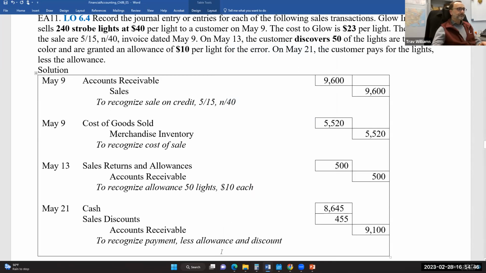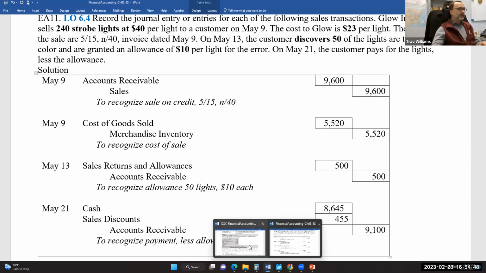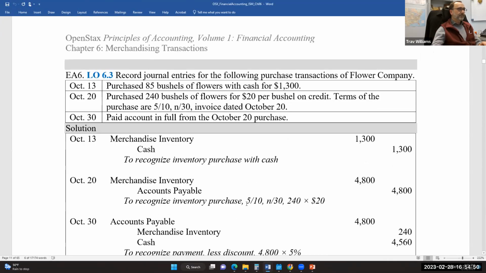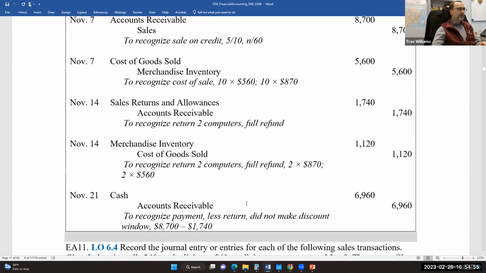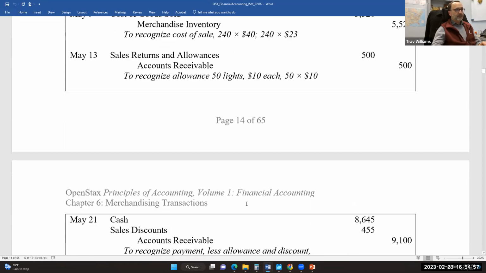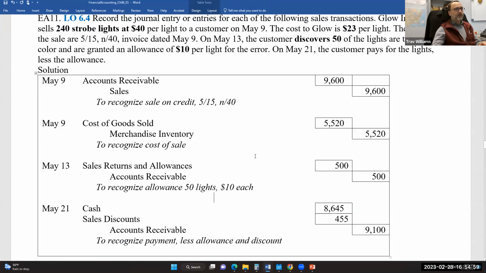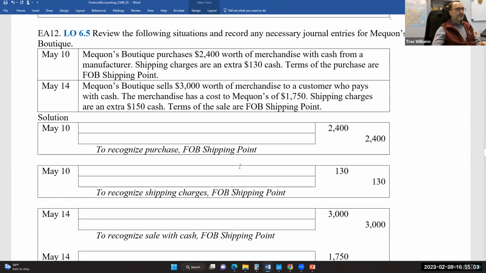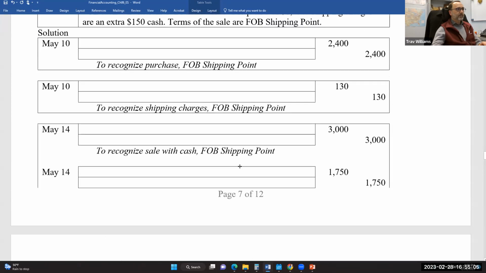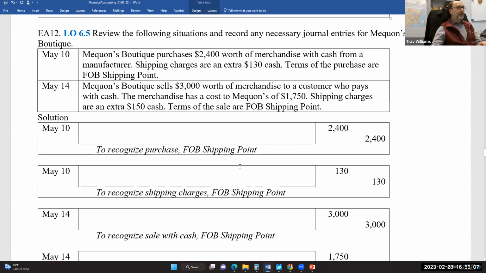Okay. Any questions? That is number 11. Okay, we got that right. Very good. On to number 12. Okay, that one just barely fit.